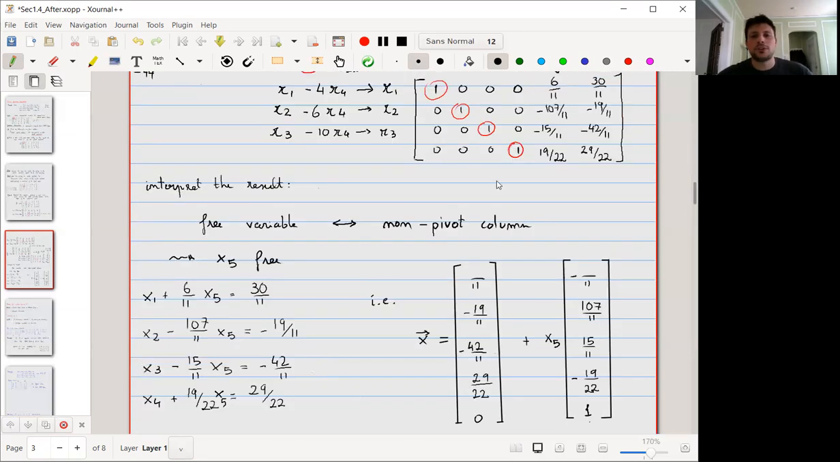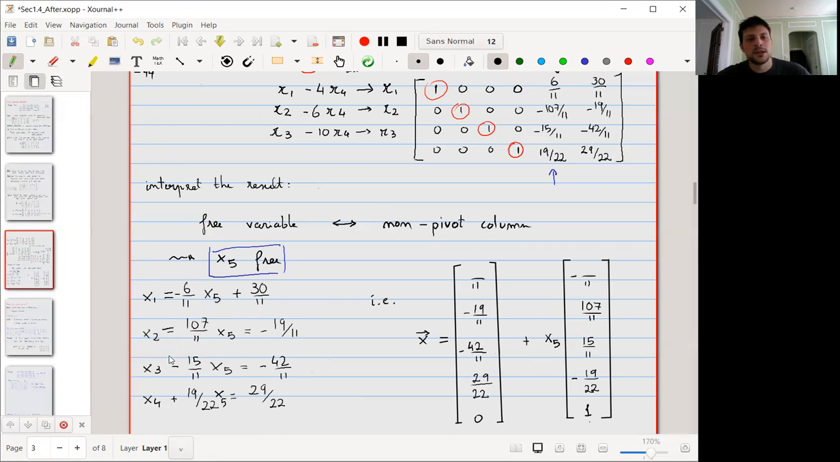One other feature of this matrix is that the column corresponding to x5 is not a pivot column, which we can interpret as x5 being a free variable. And in fact, you can see that x5 is free in all of the equations that we just wrote. If I modify these equations as follows, moving x5s to the other side, I could rewrite this equation as x1 equals minus 6 over 11 x5 plus 30 over 11.